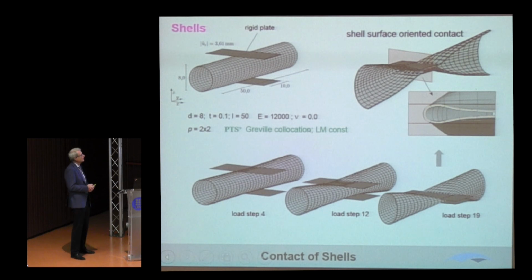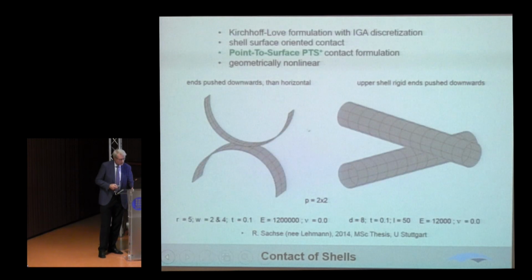So I would like to talk a little bit about shells, only showing some examples that have been introduced in this IGA type of shell formulation, the Kirchhoff-Love formulation used in this case. And again, PTS plus is used, Greville collocation, Lagrange multiplier chosen as constant values. So self-contact has to be included. When you talk about shells, these boundaries might come together. It's a shell surface-oriented contact formulation as mentioned above.